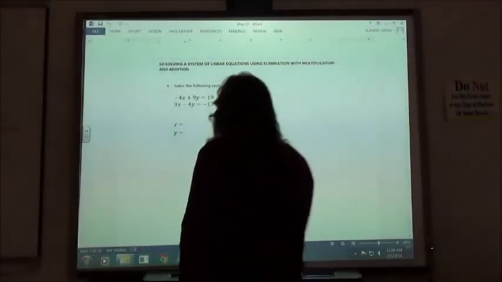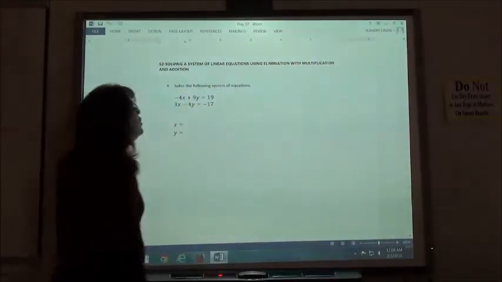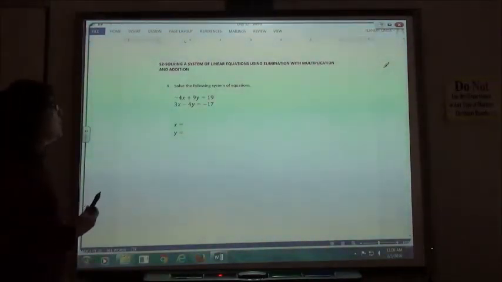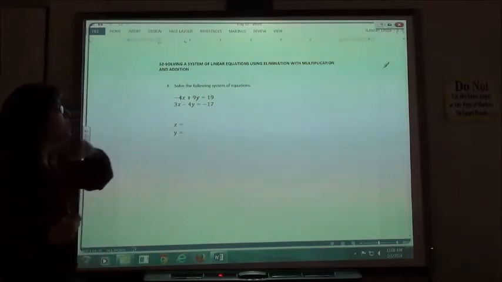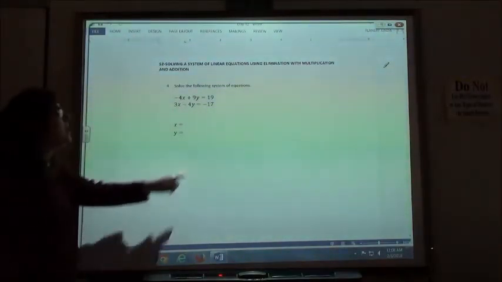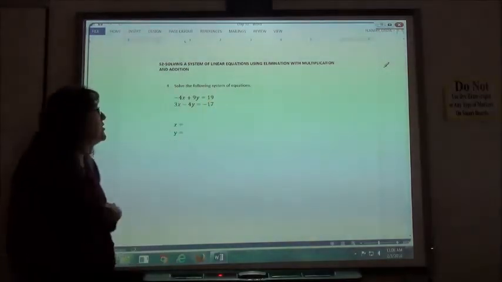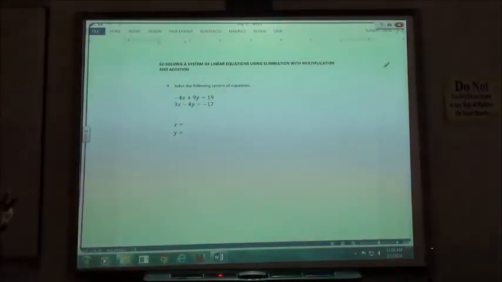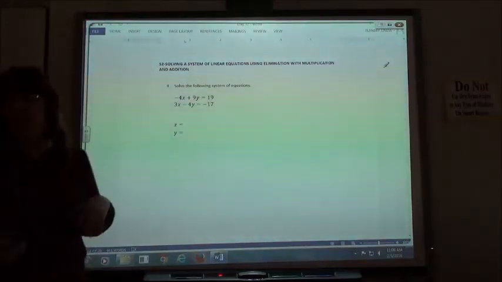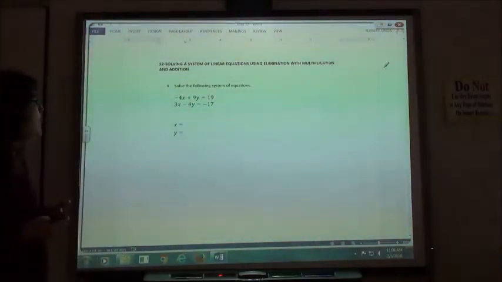Second kind here, solving a system of linear equations using elimination with multiplication and addition. On these ones, normally you have your equations in what's called standard form, with both the x and the y on the same side, your constant term being on the other side. Your goal is to make opposites either in front of the x's or the y's. It doesn't matter. What you want to do is look for the least common multiple.